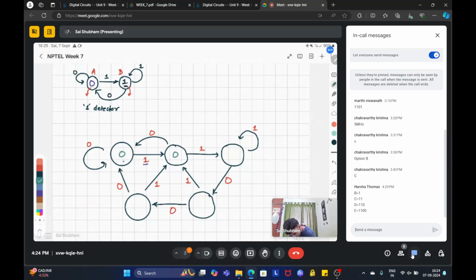You can see that the pattern is 1, 1, 0, and 0. As soon as the 1100 pattern is completed, the 1 is displayed. After that, whatever input you give, it will go back to the 0 output. Fine.